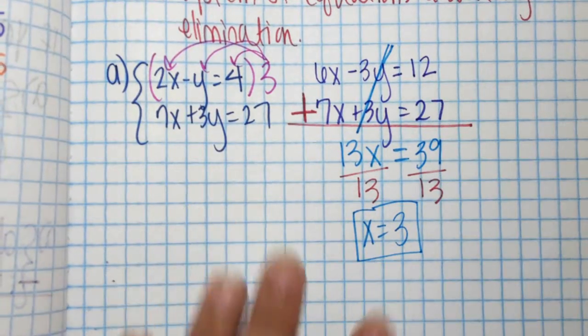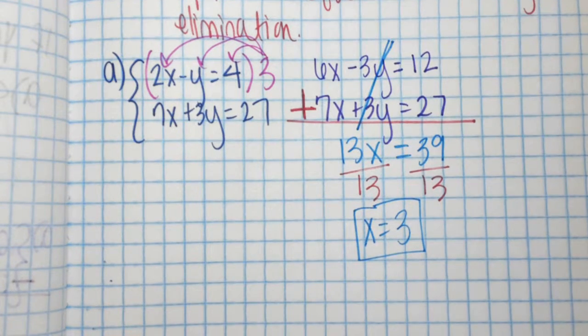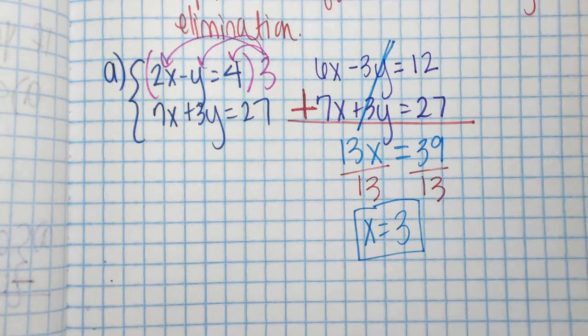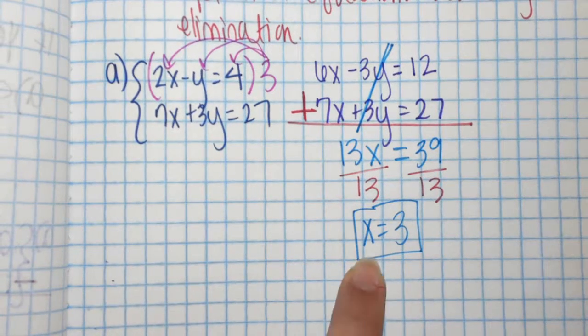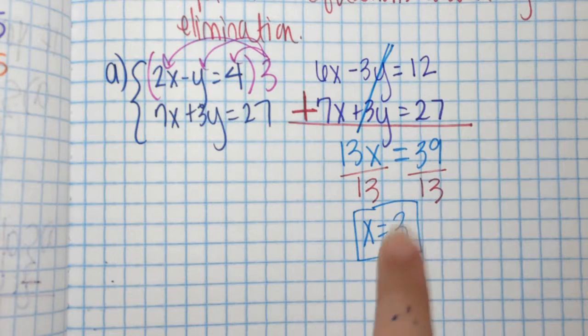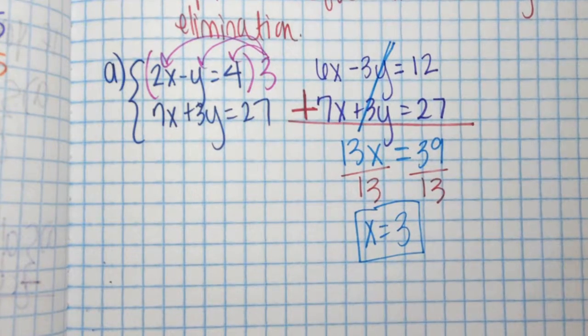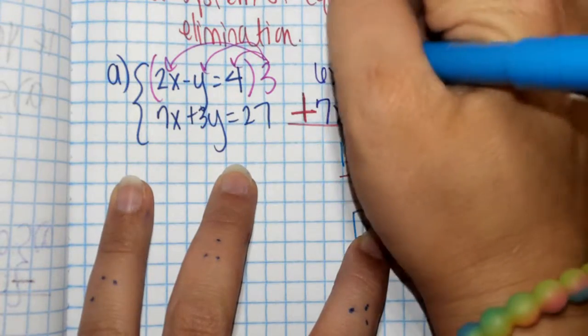Alright, so now what are we going to do with 3? Plug it in. Which one are we going to plug it in for? X. So it says x equals 3, so we're going to plug this in for x. We're going to find y. So we're going to take this 3 and we're going to plug it in right here.